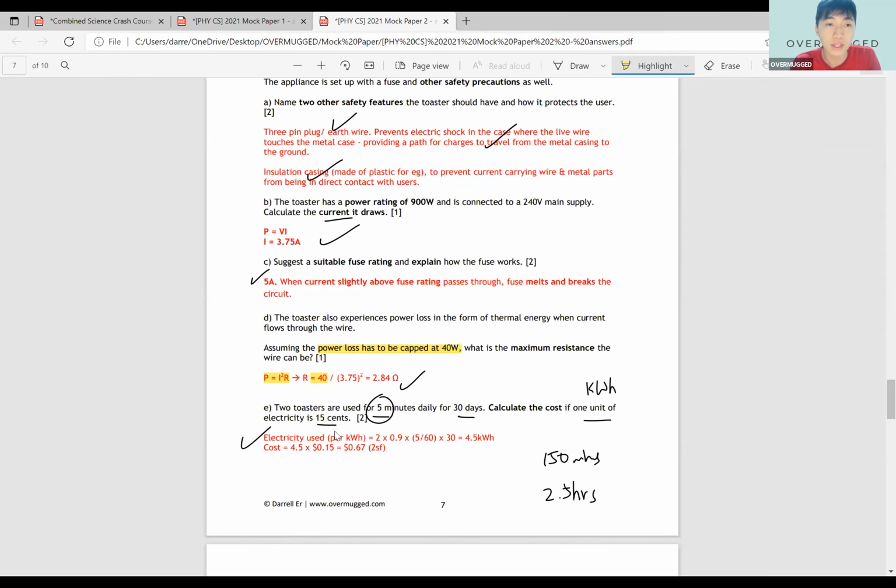We also know that our current is 3.75. Right, I squared. So how do I find R? If P equals I squared R, R equals P divided by I squared. That's why my maximum resistance is 2.84. Can you use V squared over R? You could as well, but then you need to use voltage instead of current.